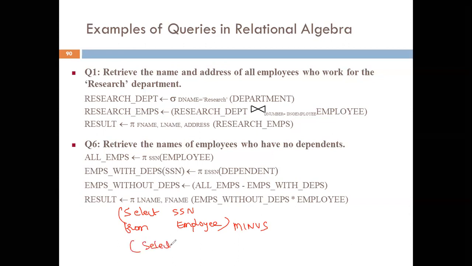Then we will write select ESSN from dependent. So now here what happens, we will get the list of ESSNs, or employee SSNs, who don't have a dependent. Then for these we will extract the names. So one more outer query we need to write. That is select last name and first name from employee where SSN in. So we can use the in condition.